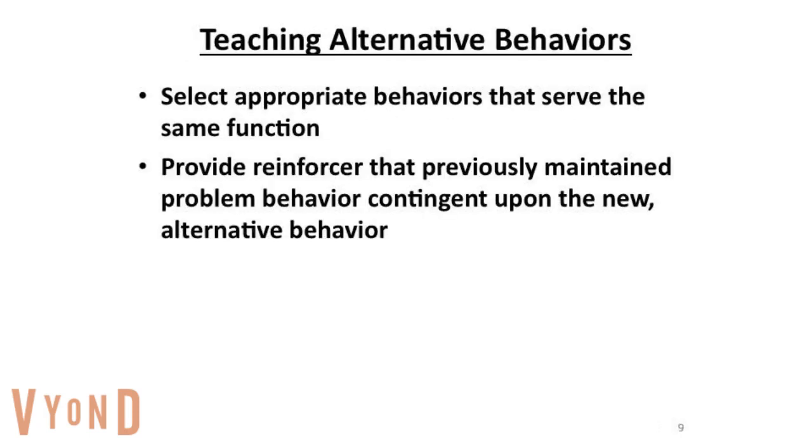When teaching alternative behaviors, we are teaching behaviors that serve the same function as the problem behavior. And then we want to provide the same reinforcer that was maintaining that problem behavior contingent on the new behavior. So again, we look at functional communication training, right? So if the function of the behavior is to gain attention, the replacement behavior is to request attention appropriately, right? It meets the same function, but we want to make sure that we provide that reinforcer contingently and more densely than we would the problem behavior.